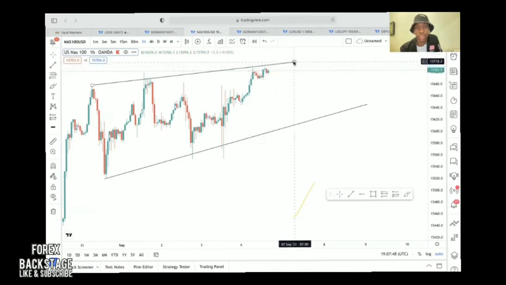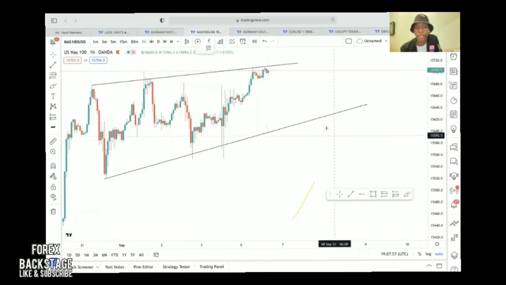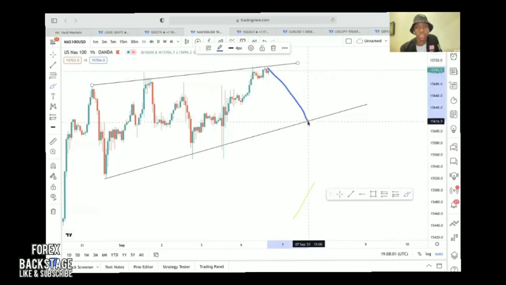This thing should be dropping soon. You see we have a third touch, fourth touch now. So overall movement this week, Nasdaq should be selling down to this trend line, then possibly look for buys. So that's my Nasdaq analysis, guys.